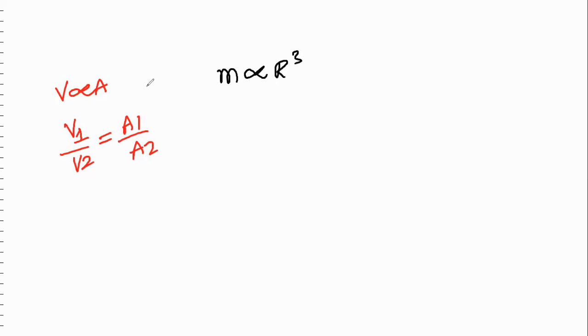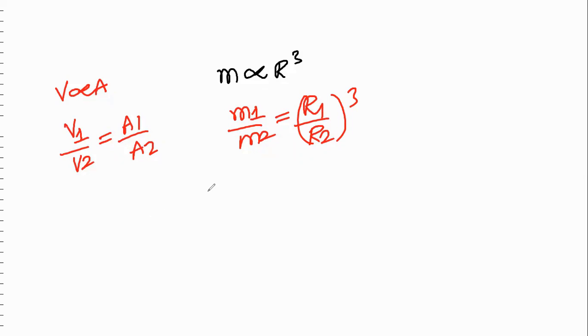The volume of the nucleus is directly proportional to mass number. So V1 divided by V2 is equal to A1 divided by A2. Or mass of that nucleus M is proportional to cube of the radius. Then this they have asked: M1 by M2 is equal to R1 divided by R2 whole cube.